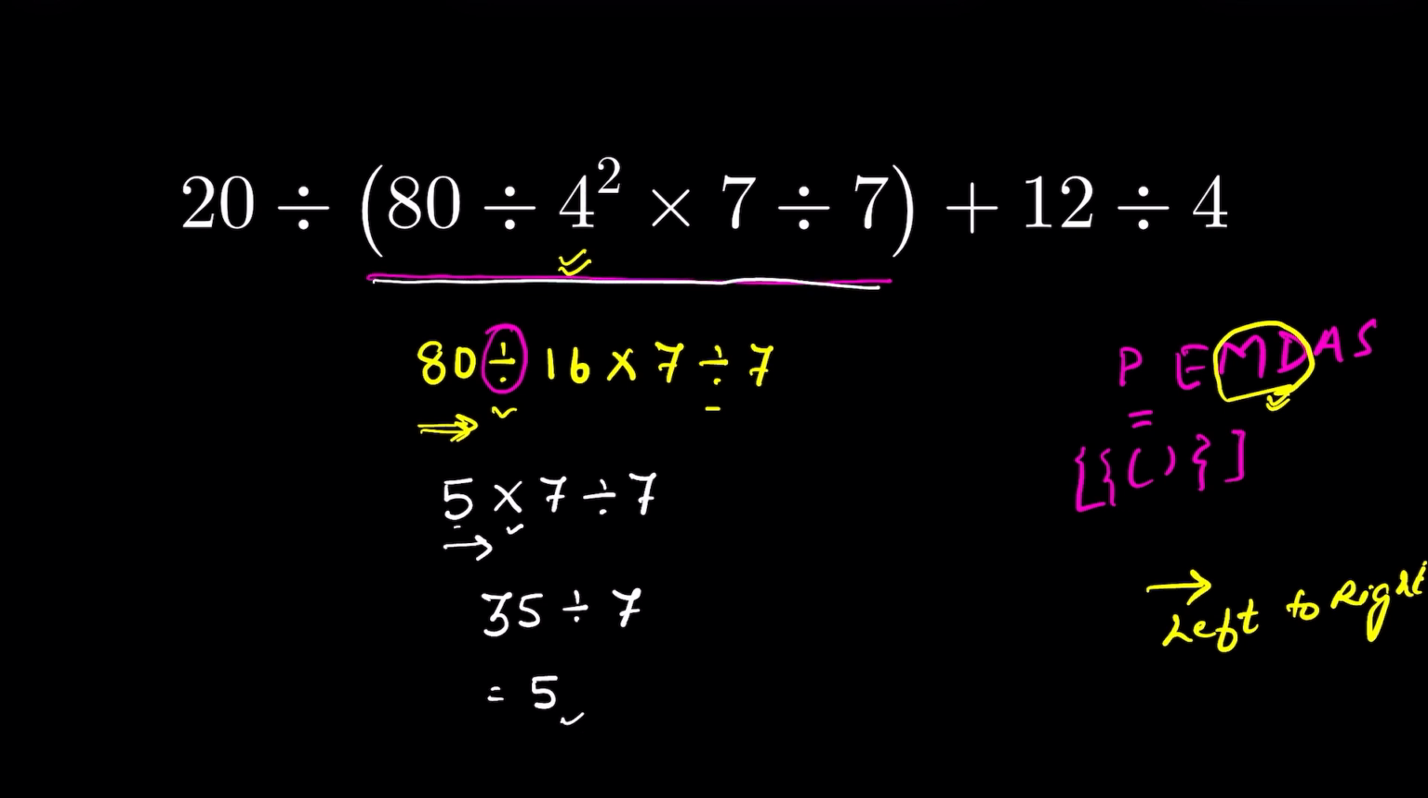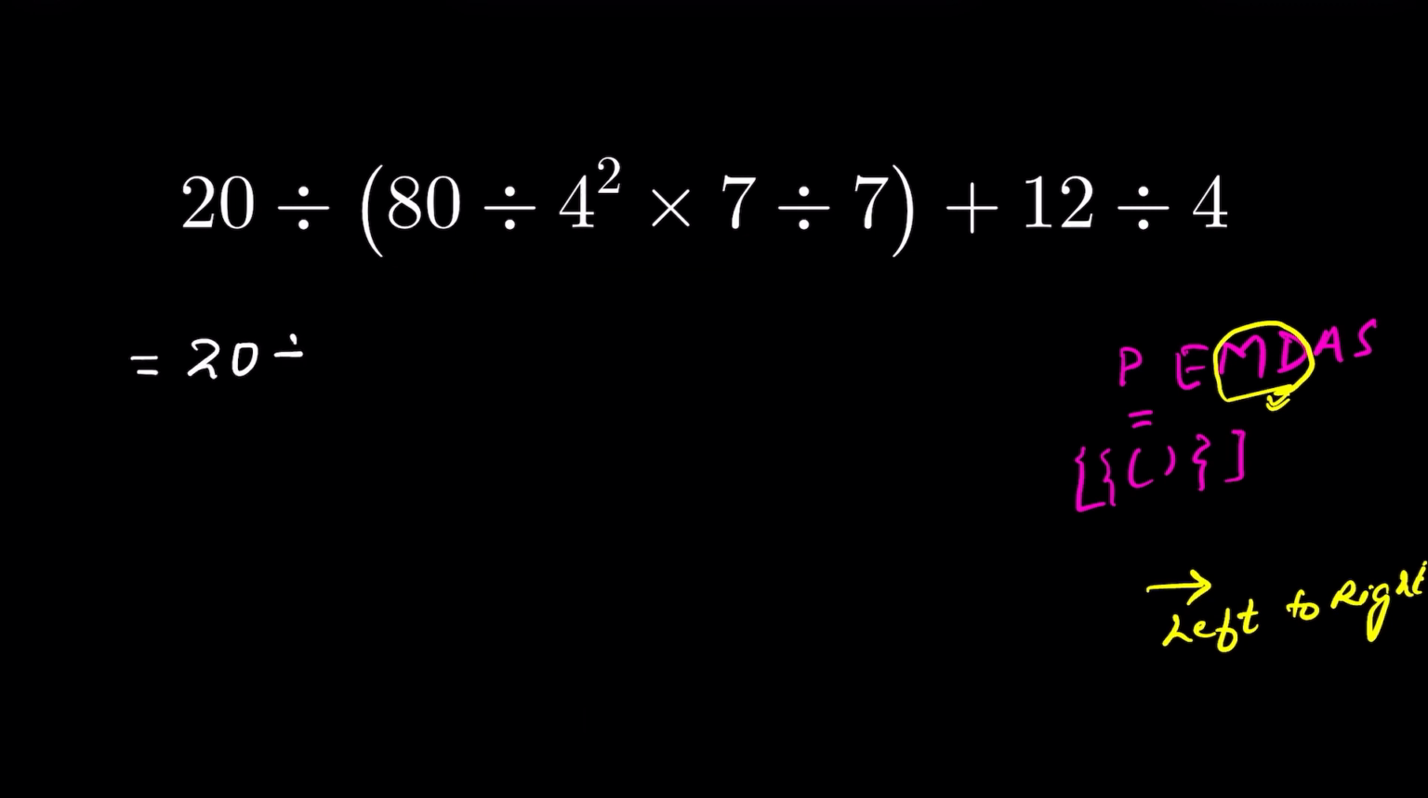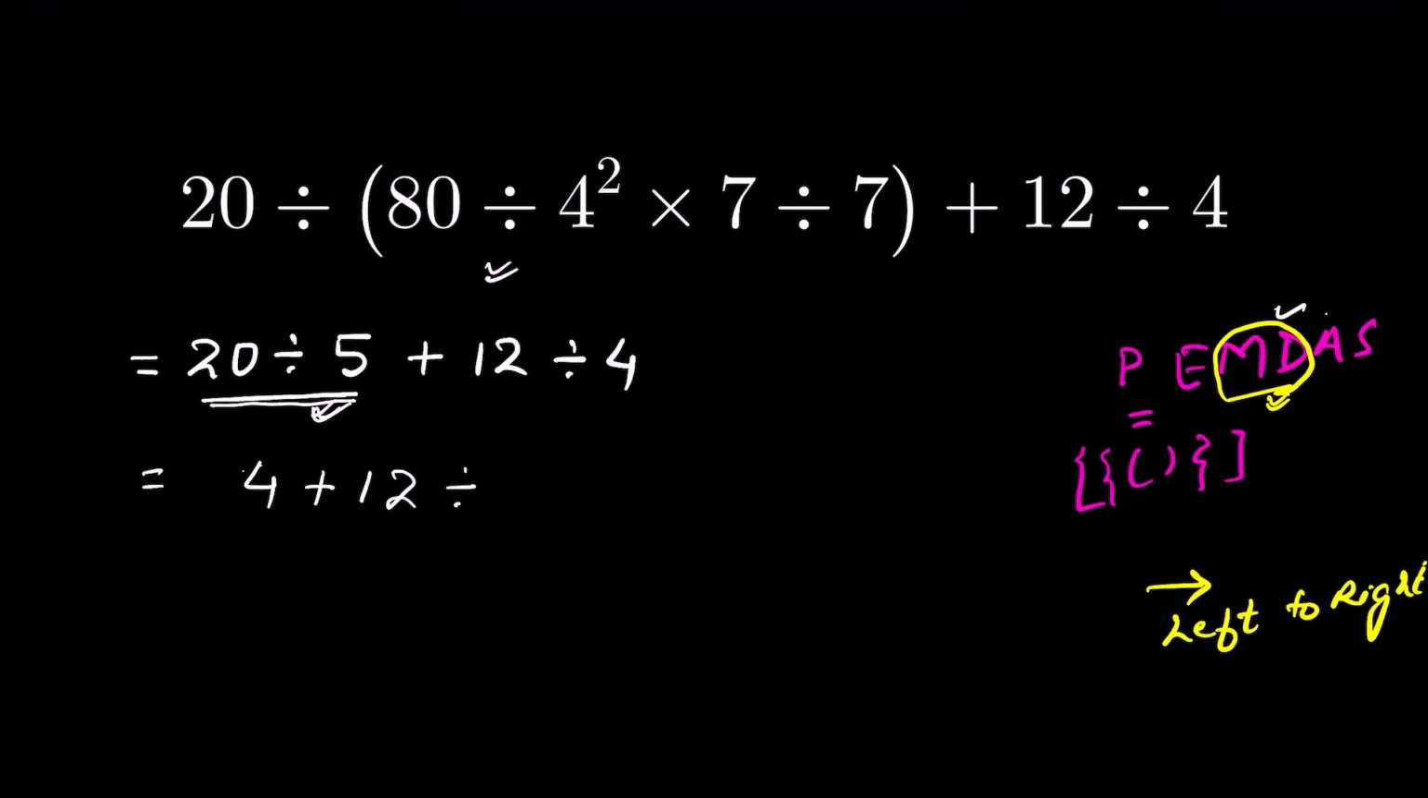We solved this whole parenthesis. So let's write it: 20 divided by 5, plus 12 divided by 4. We remove the bracket because we are done with this entire operation. Again, division takes precedence over addition, so we will do this part first, going from left to right. So 20 divided by 5 is 4. We can write it like this: 4 plus 12 divided by 4.